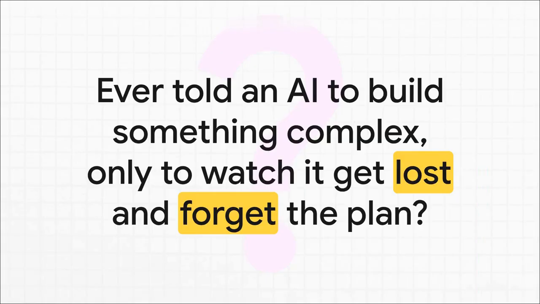You've probably been here before. You give an AI a big, complicated task, something with multiple steps, and you watch it start off strong, but then it just kind of gets lost. It forgets what it was supposed to be doing, goes off on some weird tangent. It's so frustrating. Well, that experience actually has a name: context drift. And that is the exact problem we're going to solve today.